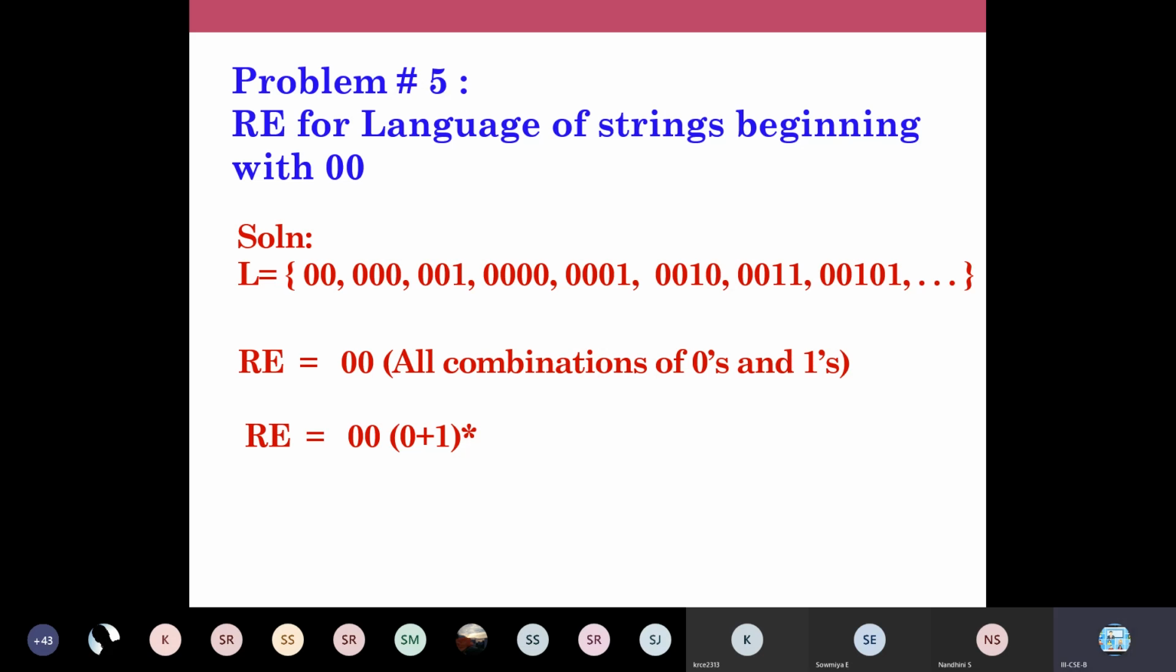Sigma, you take sigma as 0 and 1. So your language will be like this. All the strings should begin with 0, 0. Your language L is equal to some set of strings, and all the strings must have a 0, 0 in the beginning. After that, you place any symbols.